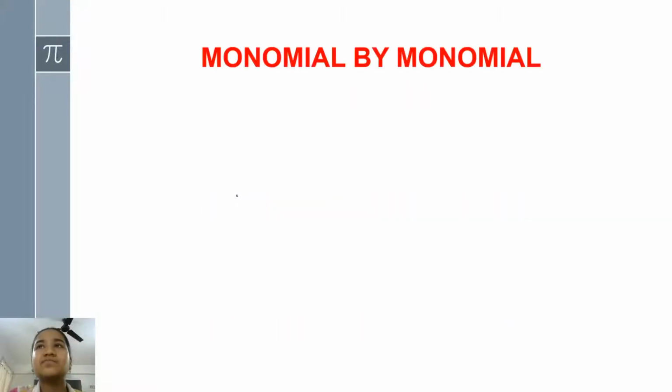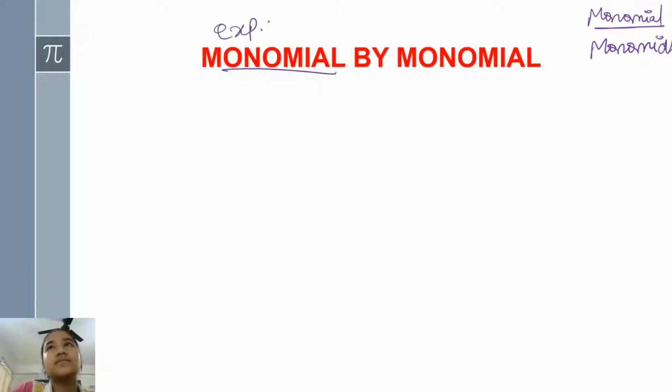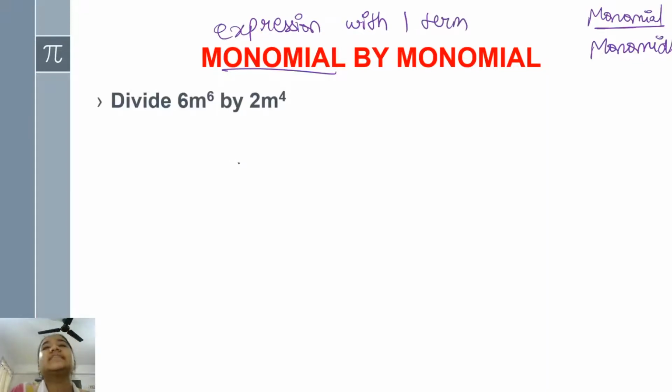So, let's see. First is monomial by monomial. We are going to divide a monomial by a monomial. Now, what do you mean by monomial? Don't tell me that you have forgotten. I hope it's an expression with one term. That means just one term. So divide 6m to the power 6 by 2m to the power 4. I will be explaining two methods over here. You can go with any of the methods, okay?